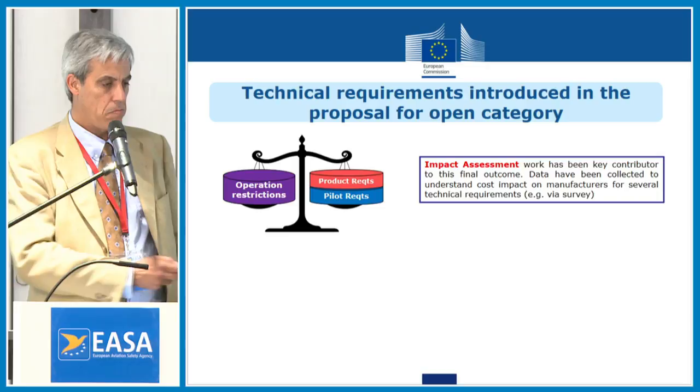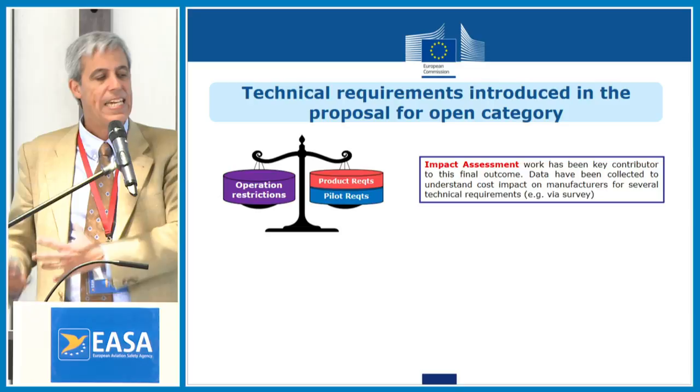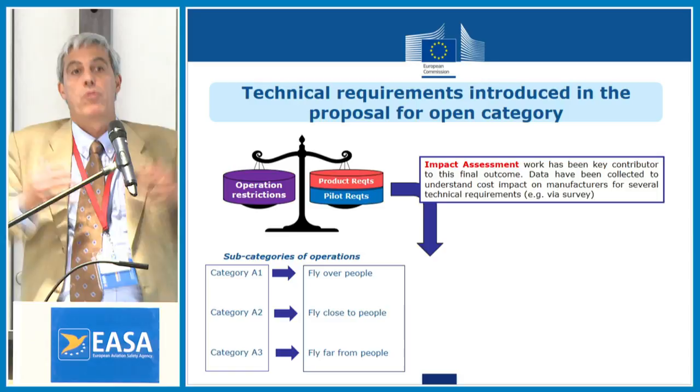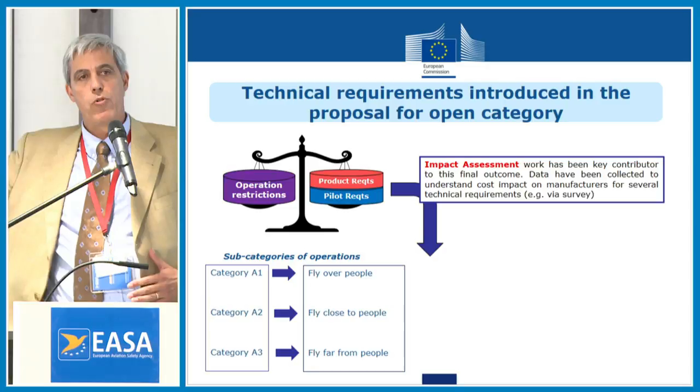Now, let's have a closer look at the open category. How did we define the technical requirements there? Basically, we defined three basic scenarios as presented before. We call them subcategories, but we could also call them scenarios. In one, you can fly over people. In another, you need to keep a certain distance from people. And the third one is you have to stay far away from people.